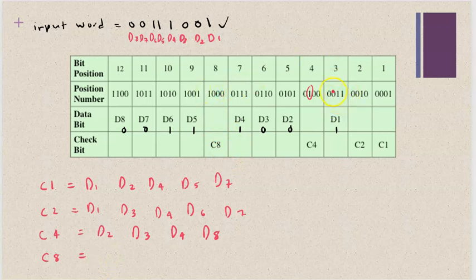Now for C8, C8 is the leftmost position. Let's go for D1 first. D1 does not have it. D2 does not have it, does not have it, does not have it. Yes, yes, yes, yes. So we have D5, D6, D7, and D8.